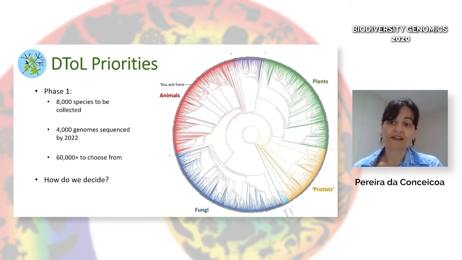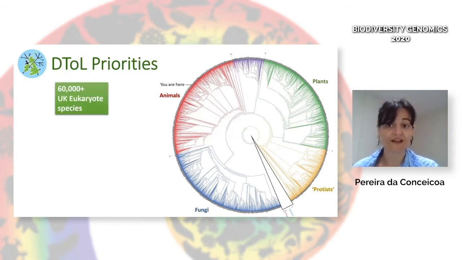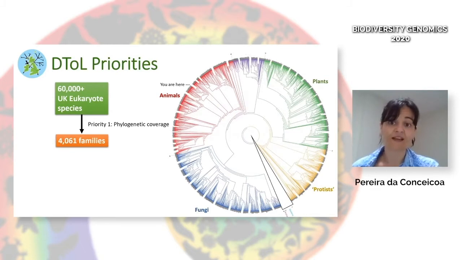For the first phase, the aim is to collect 8,000 species, 4,000 of which will be genome sequenced by 2022. That means we have 60,000 species to choose from. So how do we decide in a meaningful way? Of the 60,000 eukaryote species, the first priority is phylogenetic coverage, and that takes us to over 4,000 families.